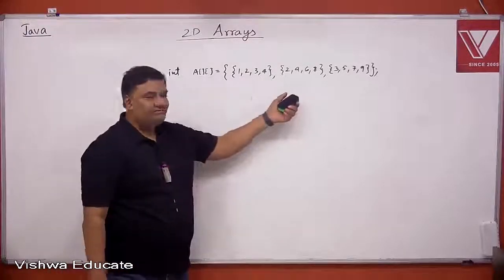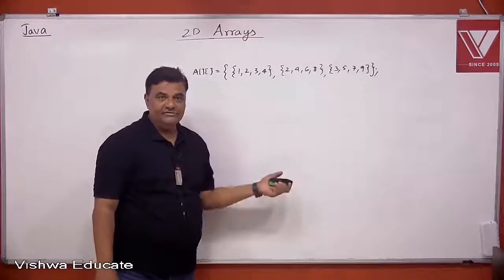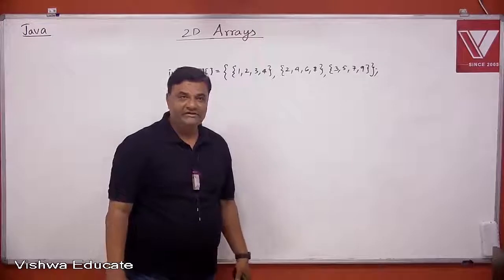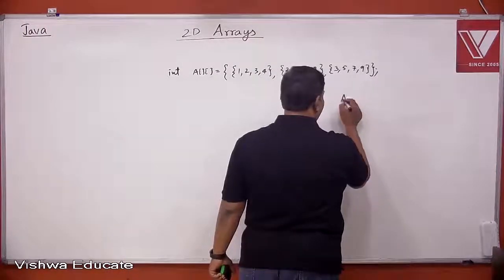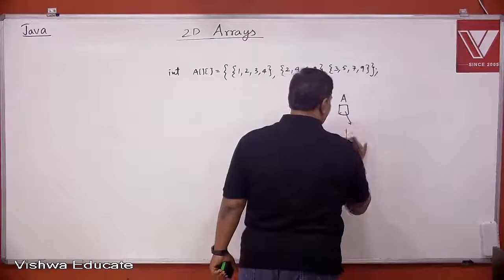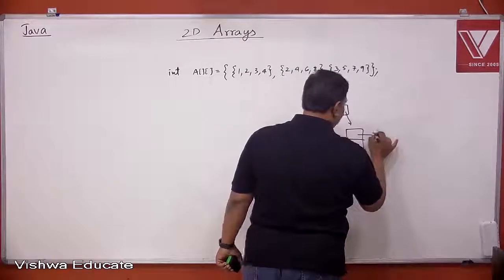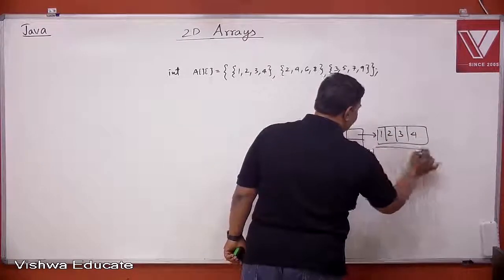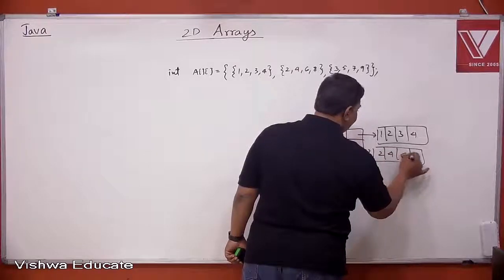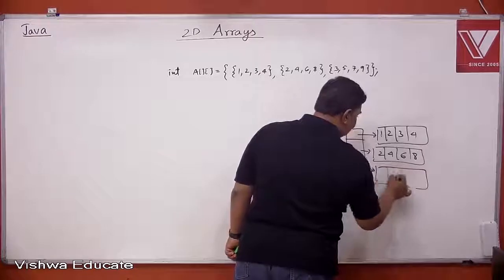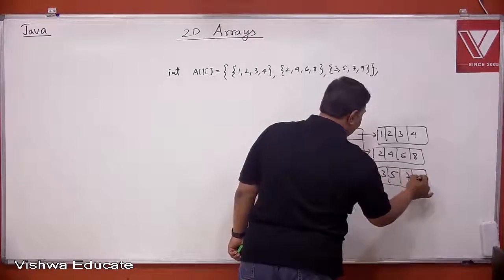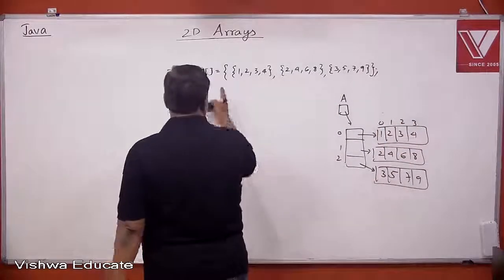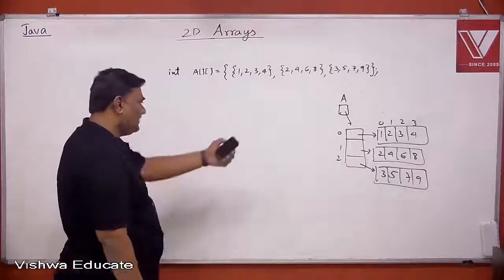Now this initialized one, already I have some values. So let us work on this one. The point is I want to access all the elements of this array. Diagrammatically it looks like this. This is a reference to this array, and this has the values 1, 2, 3, 4, this has 2, 4, 6, 8, and this has 3, 5, 7, 9, and these are the indices 0, 1, 2 and 0, 1, 2, 3. This array is created like this. Now I want to access all those elements.